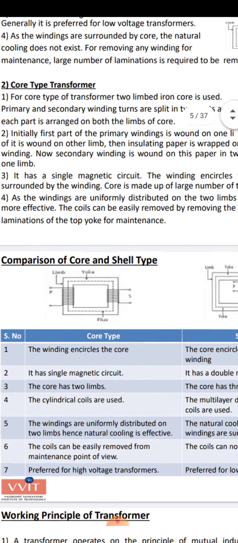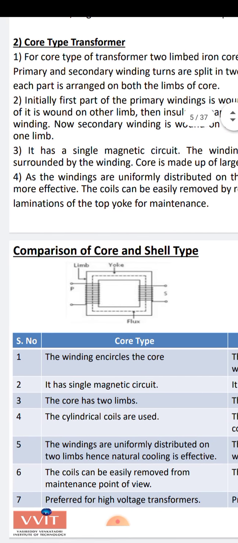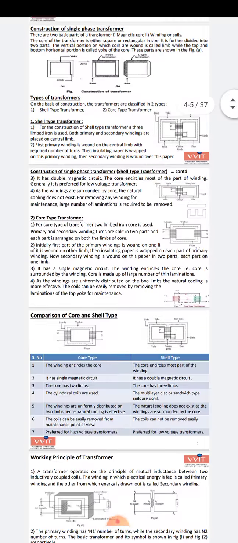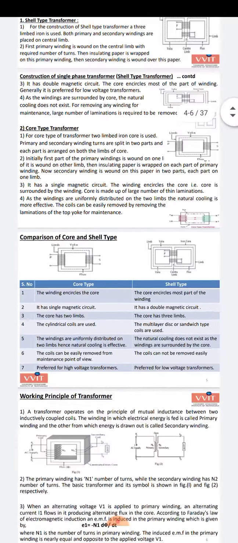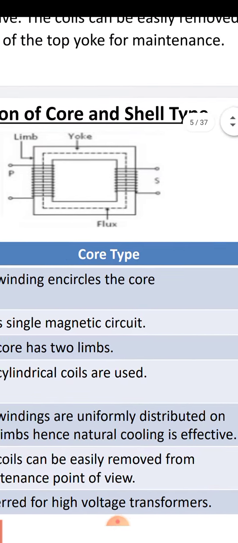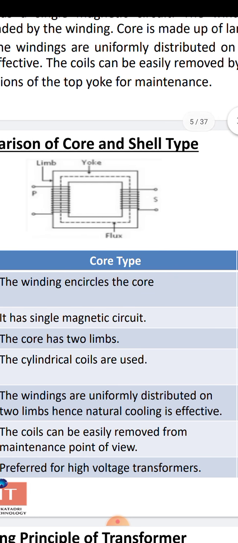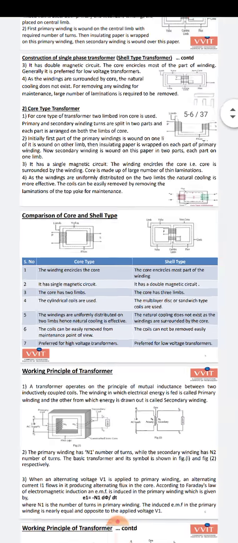And you can see the diagram of the core type transformer here. We have the parts in this as limb, yoke and flux. You can see that primary and secondary are separated.